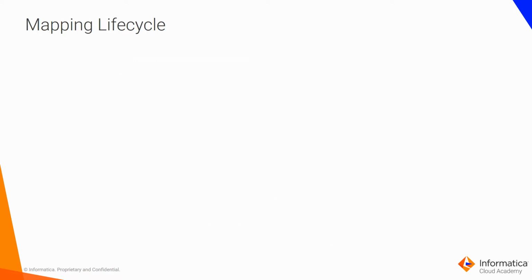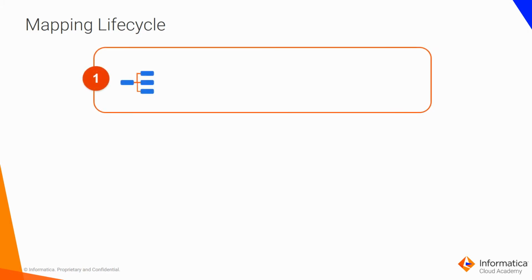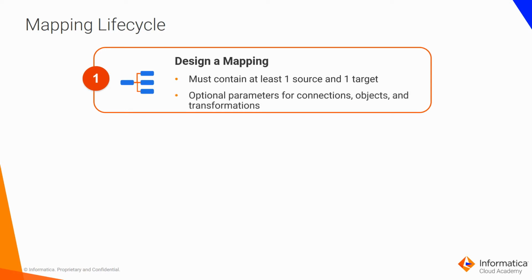Now, before I show you how to use the Mapping Designer, it is important that you understand the life cycle of the mapping. When working with the Mapping Designer, the first thing you will do is design a mapping. Note that in order for a mapping to be valid, it must contain at least one source and one target. Then within your mapping, you can optionally create parameters for things like connections, objects, transformations, filters, lookup conditions, etc.